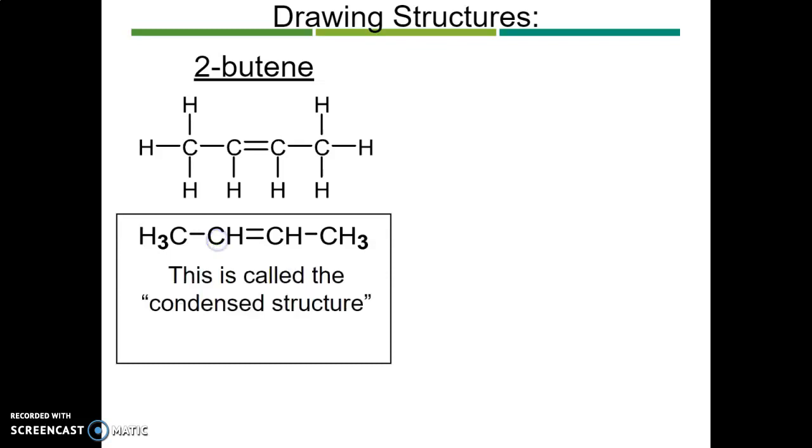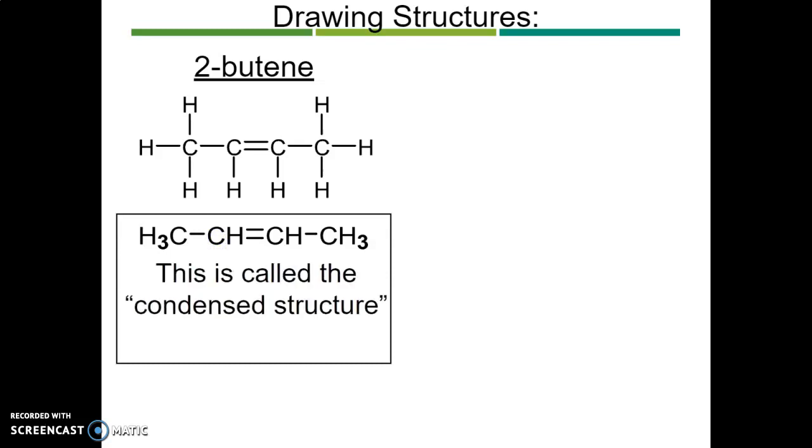This is what we call a condensed structure. We can also write it like so, again, showing where that hydrogen's on the inside, but we know that it's really carbon to carbon bonding here. It's still showing the double bonds right here, but that's still the CH, CH, CH3. So either one of those would be acceptable on a test or a quiz, okay?